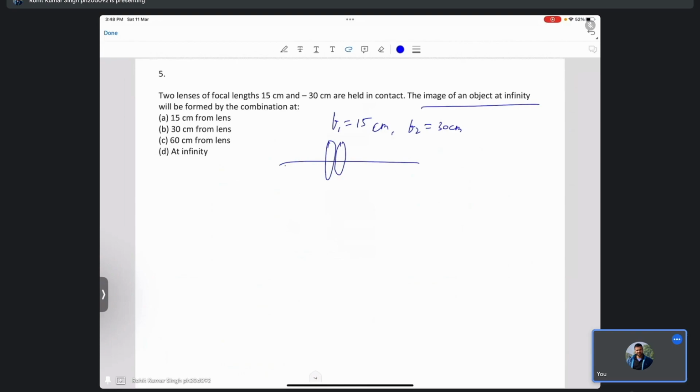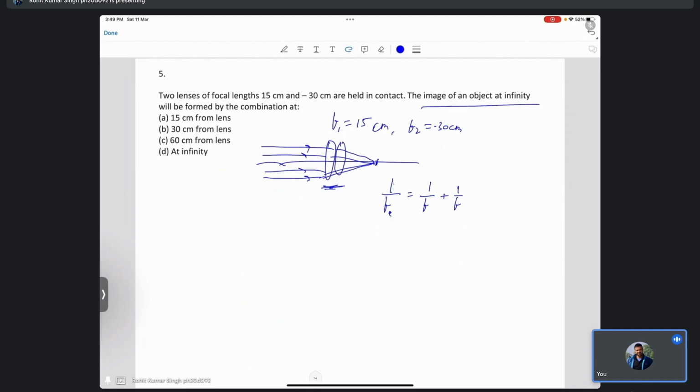So you know that if the object is at infinity, the light rays will be parallel, right? And for a parallel beam of light, the image will be formed at the focal point, right? Because it will all be converged on the focal point. So we have to just find the focal length of this combination of lens, right? And from the lens maker formula we can derive this formula. So effective focal length of this combination is just equal to the sum of these two.